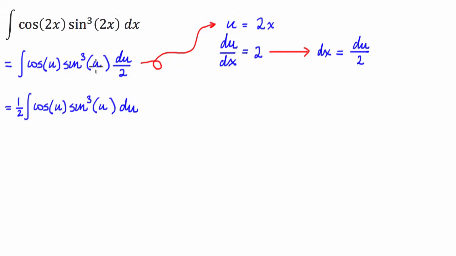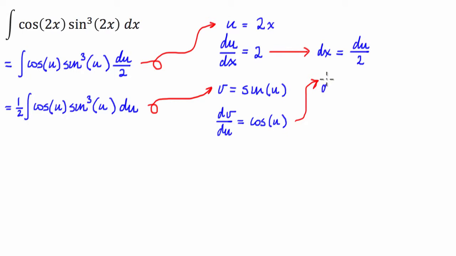Cool. So now I'm going to do another substitution where I'm going to make the sine of u, so let's just draw an arrow over here, equal to, let's call it v. So v is going to be equal to the sine of u. dv du is equal to cosine of u. So we can say that dv is going to be equal to cosine of u du.